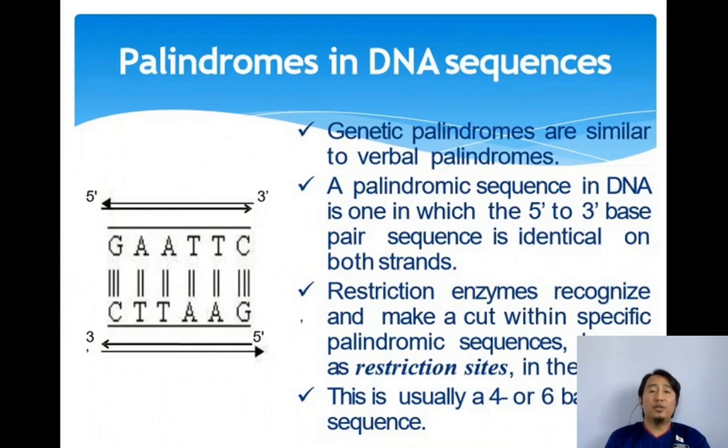Okay, palindrome in DNA sequence. Genetic palindromes are similar to the verbal palindrome. So, palindrome maksud dia macam ni. Kalau 5 prime to 3 prime, kita baca G, A, A, T, T, C. So palindromes of the GAATTC is read inversely. So G A A T T C sama je actually.